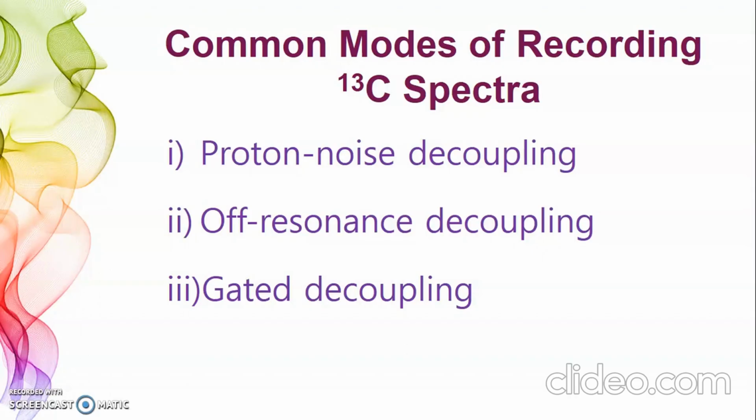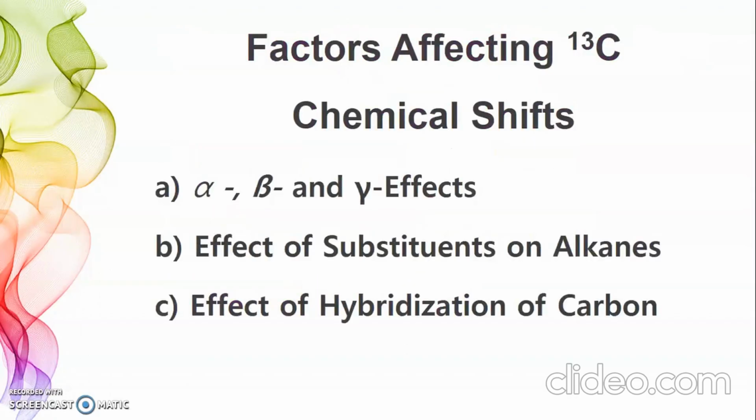Next, we see the factors affecting the carbon-13 chemical shifts, namely alpha, beta, gamma effects, effect of substituents on alkanes, and effect of hybridization of carbon. First, we see the effect of hybridization of carbon. The chemical shift of carbon is very significantly affected by its hybridization state.